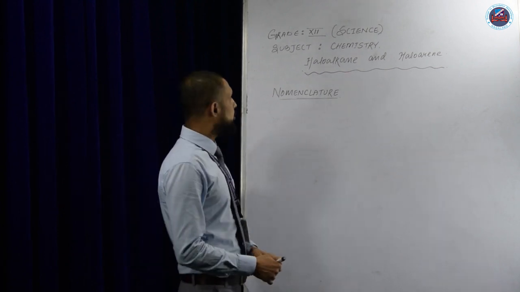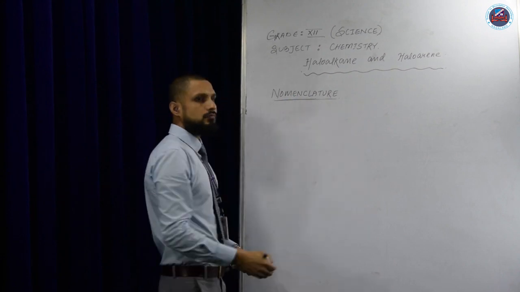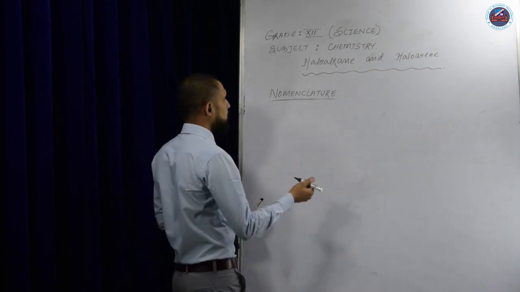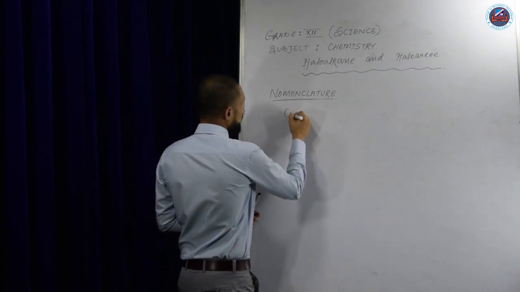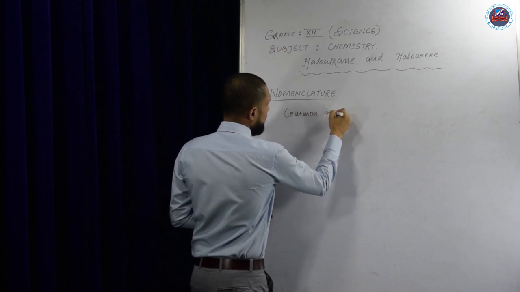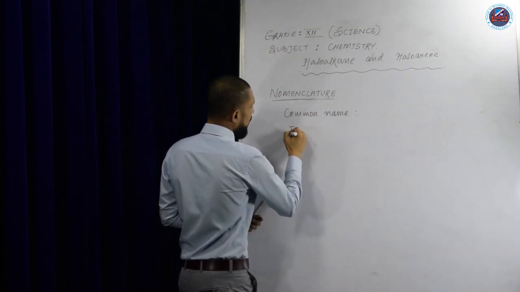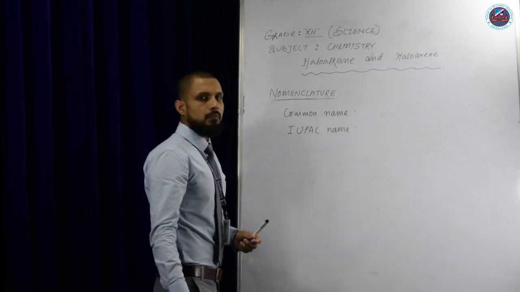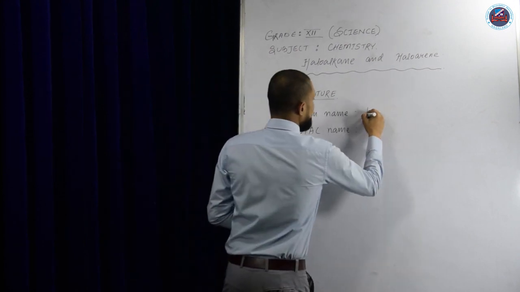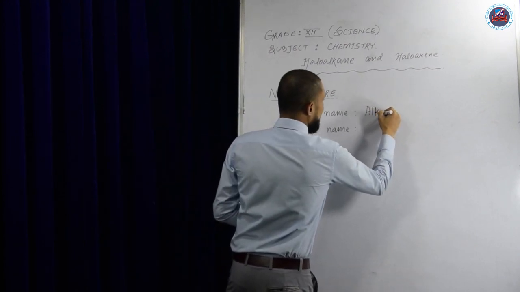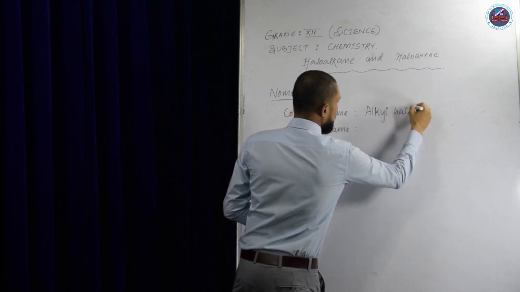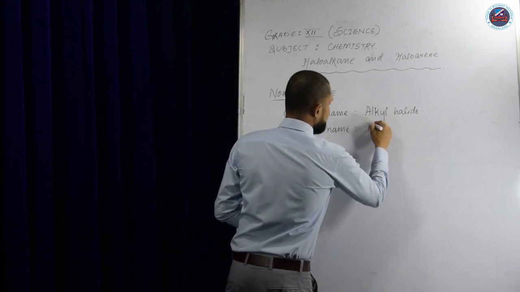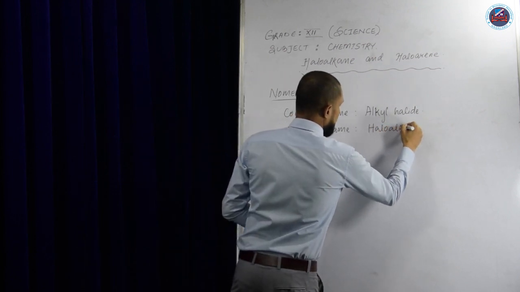In this video we are going to study nomenclature. So when it comes to nomenclature, we generally use two types of nomenclature, that is common name and IUPAC name. Common name is written as alkyl halide, whereas IUPAC name is written as haloalkane.